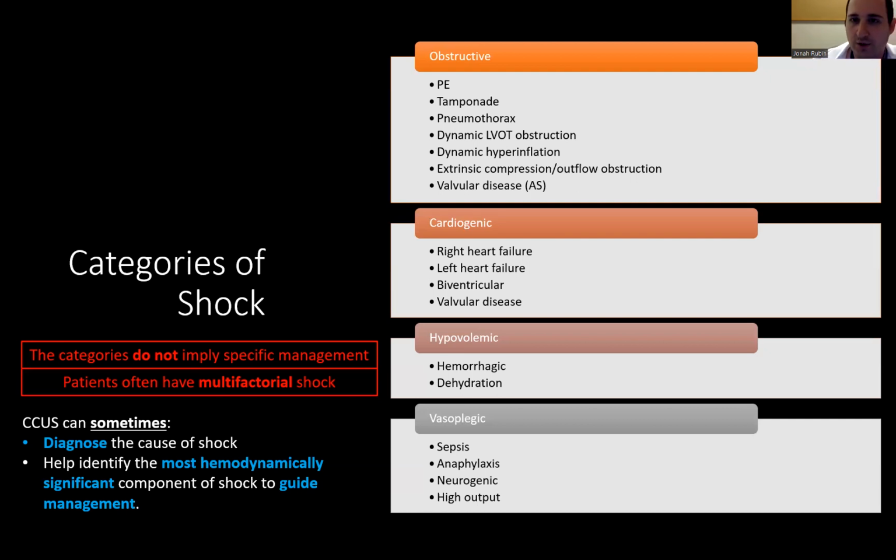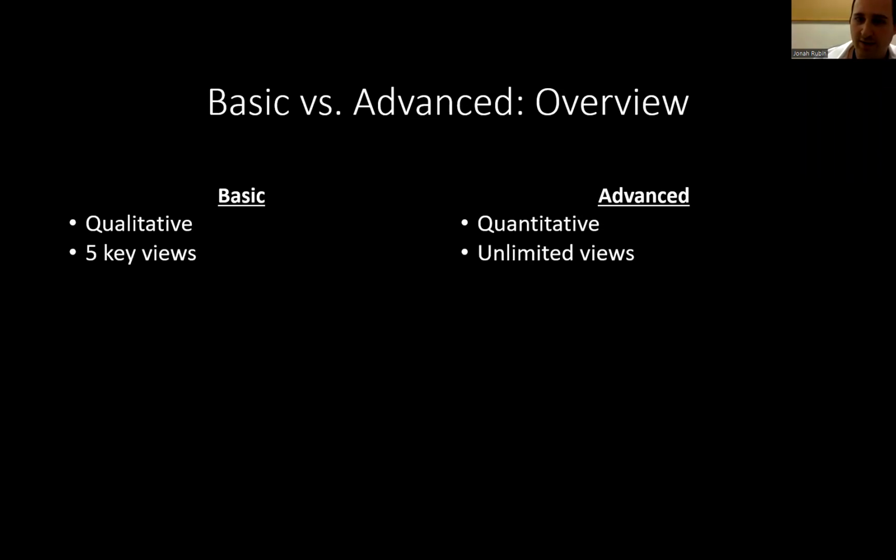And I think that's also where learning some of the advanced skills will become more helpful, because the basic skills that we've focused on for most of this year are primarily qualitative, right? RV big or small, function good or function bad. Whereas in advanced echo, you're able to use more quantitative measures to figure out specifically how to quantify some of these deficiencies, which can then help you further identify which one is most hemodynamically significant.